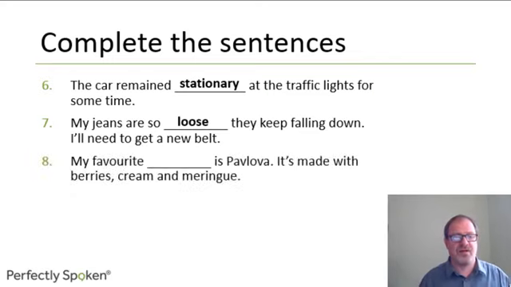Okay, next one. My favorite something is pavlova. It's made with berries, usually raspberries, cream and meringue, which is made from egg whites. So my favorite, well, it's what you eat at the end of your meal, the last course of your meal, usually sweet, is a dessert. Dessert. Again, remember the pronunciation, stress on the second syllable, dessert. And it's a Z sound, dessert.